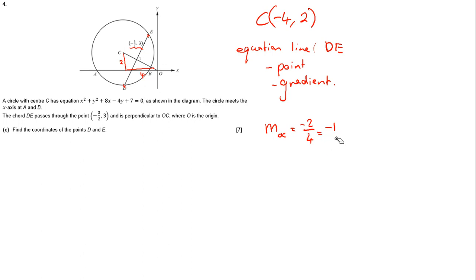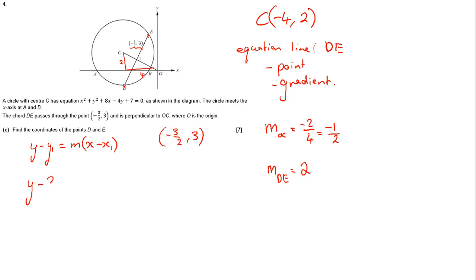Now, with that information, the gradient of something perpendicular to that, or DE, is going to be such that this times this will give you -1. It's the negative reciprocal, which is really easy. That just means the gradient should be +2. Let's use our equation of a line now. Just so you know, we'll use y minus y1 is equal to m(x minus x1). Substitute into this formula our point and our gradient. Remember, the point we'll be using is this here.